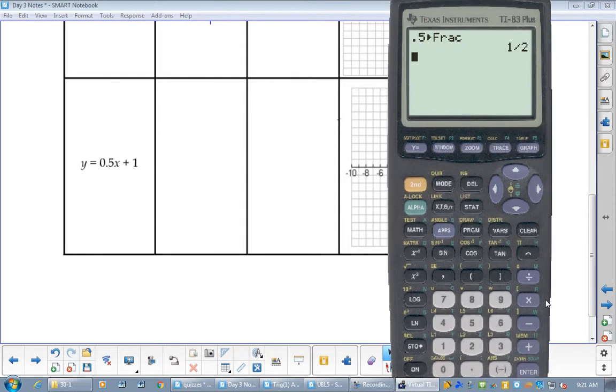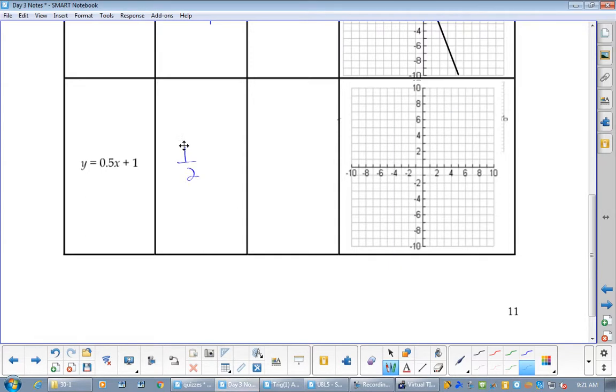Okay, so I already gave that away. What's my slope? Okay, y-intercept. Okay, so what do I do? What do I need to do to graph this? Start at 1, put a point. Then I'm going to go down. Okay, it's up 1 and right 2. That's what that line would look like.